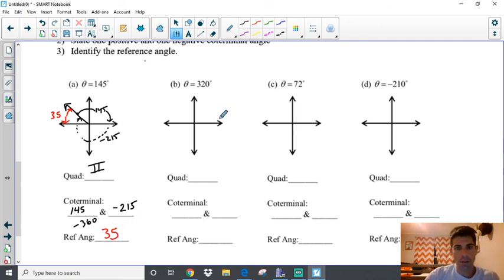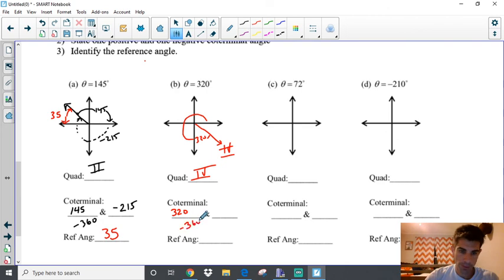Next one is positive 320. So I know 90, 180, 270. So then there's going to be my 320 degrees. I am sitting here in the fourth quadrant. This is 320.